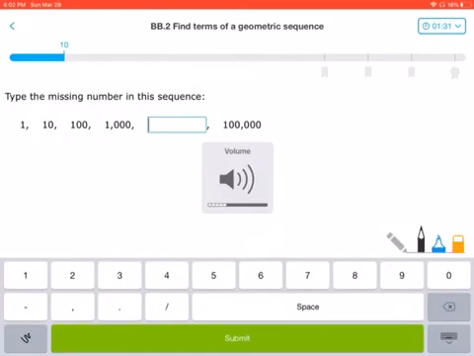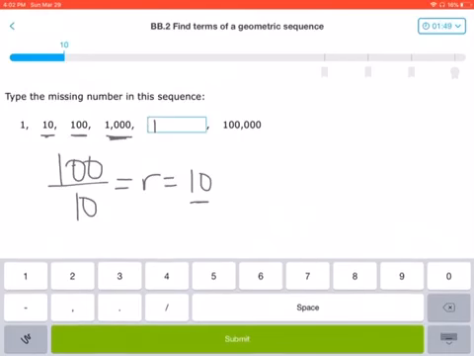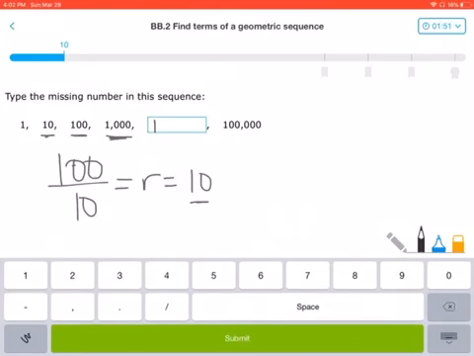So this one, you can kind of see what they're multiplying by, but if not, you can even take the third term divided by the second term. 100 divided by 10 tells me my ratio, which is 10. So if I multiply 1,000 by this ratio, that gives me what goes right here, which would be 10,000, I believe.